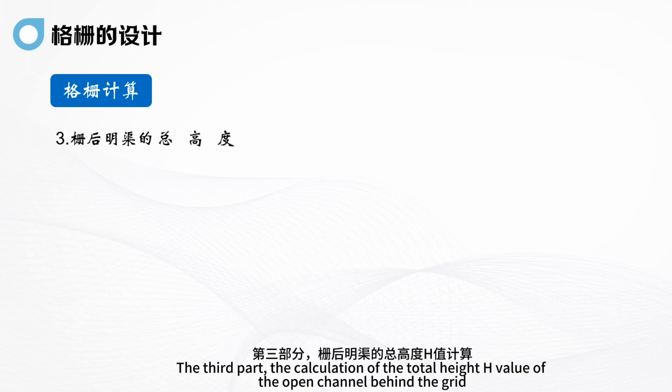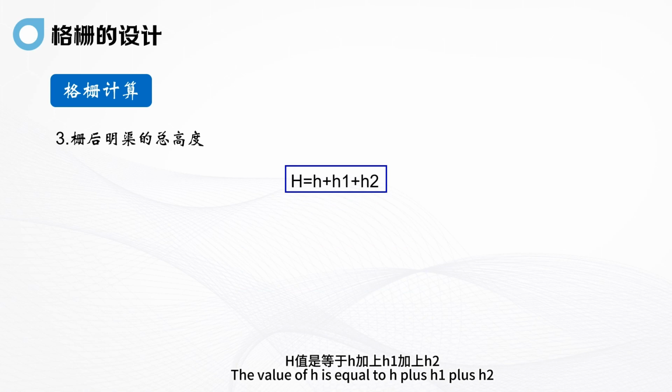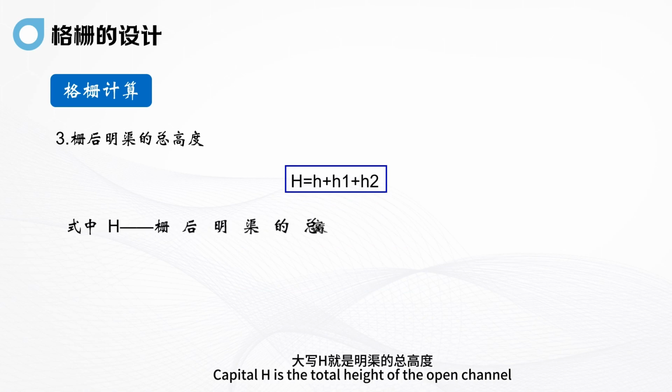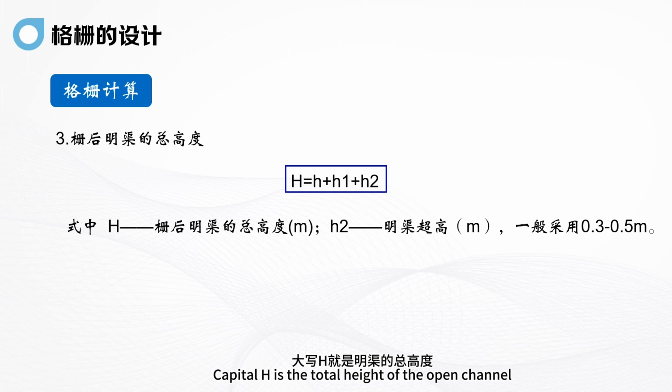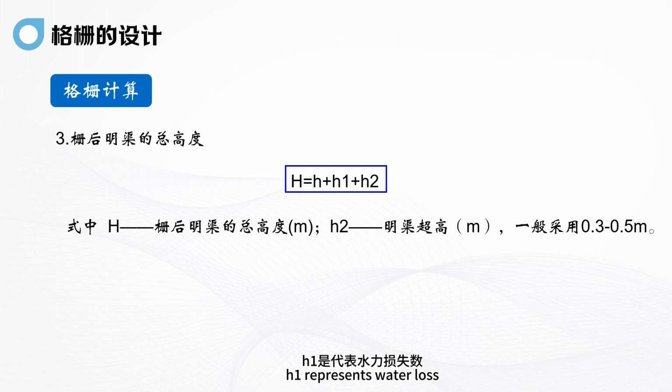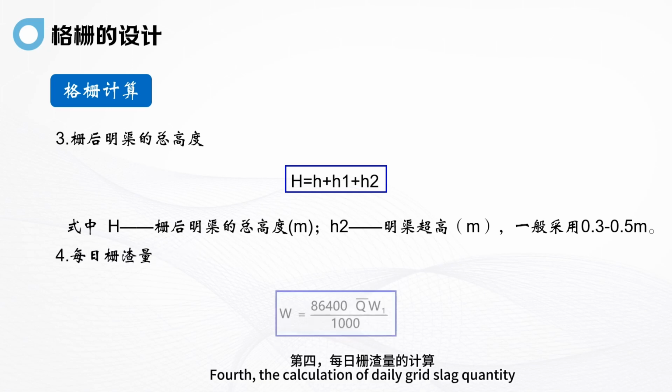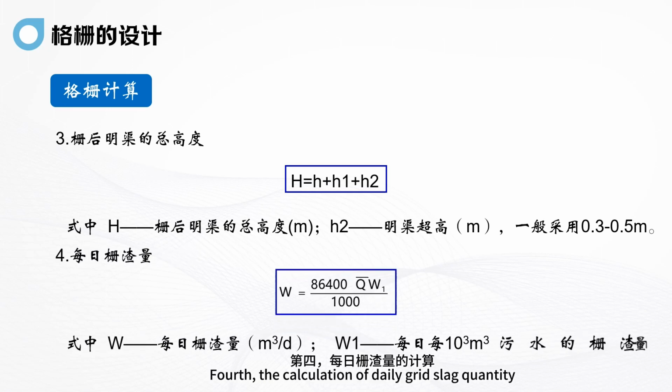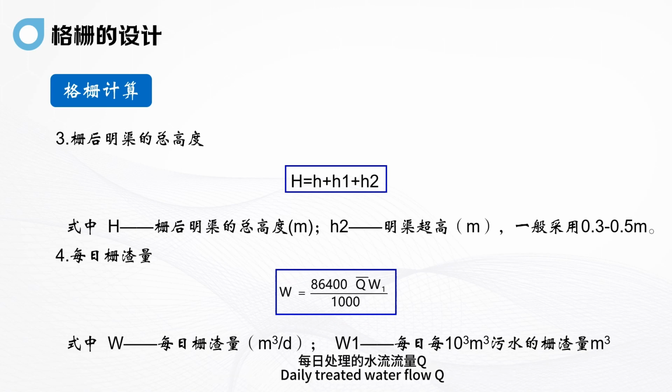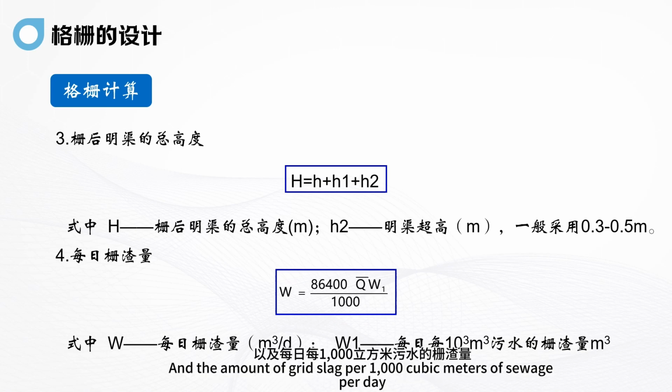The third part is the calculation of the total height H of the open channel behind the grid. The value of H is equal to h plus H1 plus H2. Capital H is the total height of the open channel. H1 represents head loss. H2 is the superelevation height of the open channel, generally taken as 0.3 to 0.5 meters. Fourth, the calculation of daily grid slag quantity, using the daily treated water flow Q and the amount of grid slag per 1000 cubic meters of sewage per day.